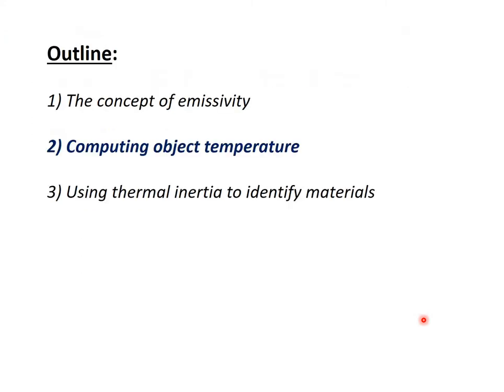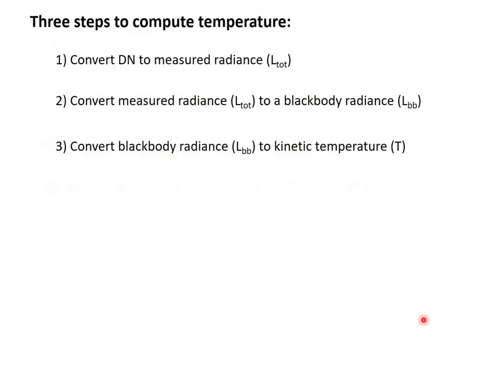Okay, so having derived that equation, and that's going to come back to us, now I'll show you how to actually compute object temperature. And we're going to do this in 3 steps. First, we're going to convert digital numbers to measured radiance, okay? So digital numbers are how the information is encoded in the file, and radiance is what was actually measured at the satellite. Then we're going to convert that measured radiance to a black body radiance, and then we're going to convert that black body radiance to a kinetic temperature.